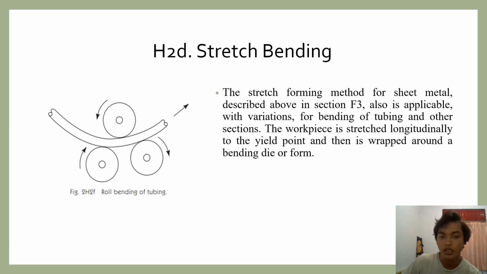Next is H2D, stretch bending, the stretch forming method for sheet metal described above in section F3. It is also applicable with variation for bending of tubing and other sections. The workpiece is stretched longitudinally to the yield point and then is wrapped around a bending die or form, for bending of tubing.